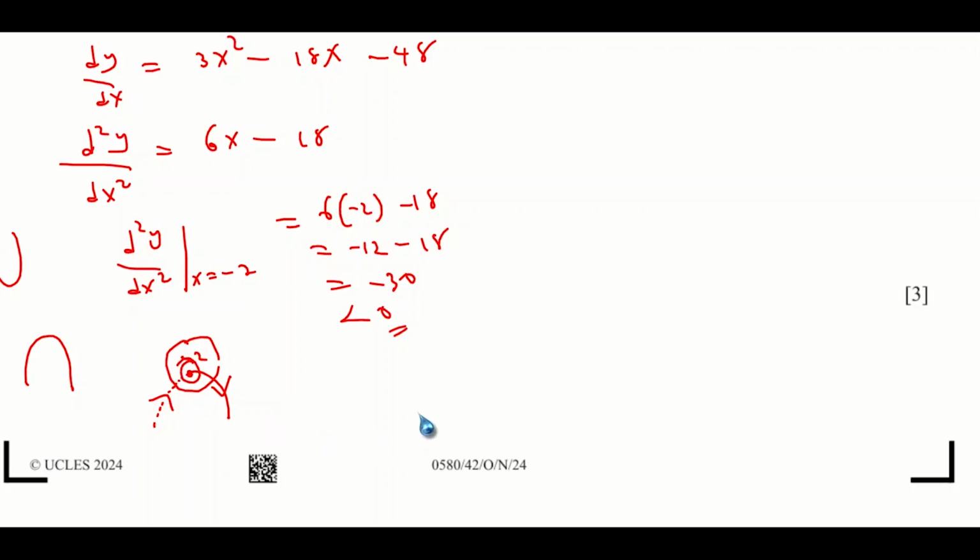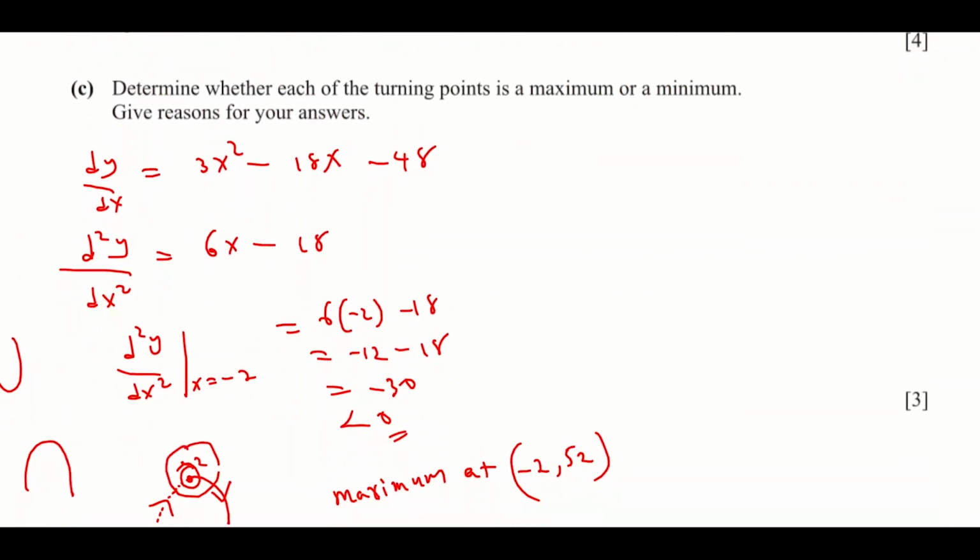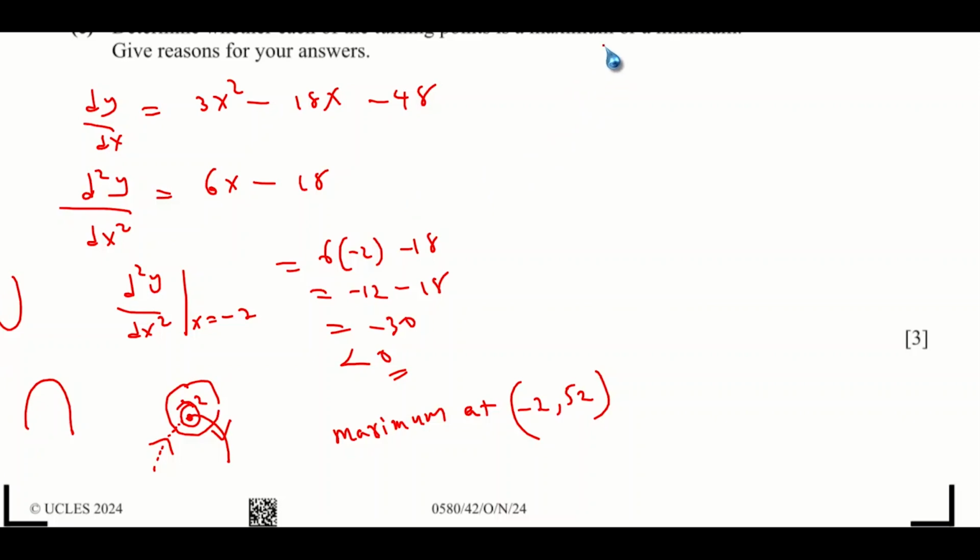The point is maximum. So that means it's maximum at x equals minus 2, y equals 52. So it's maximum here. Okay, so we can do the same thing for the second one. We can partition this here.